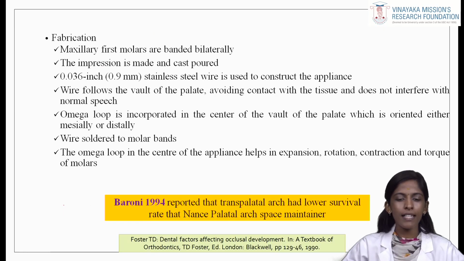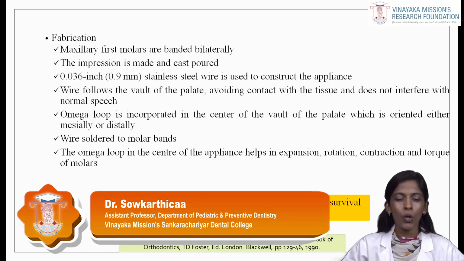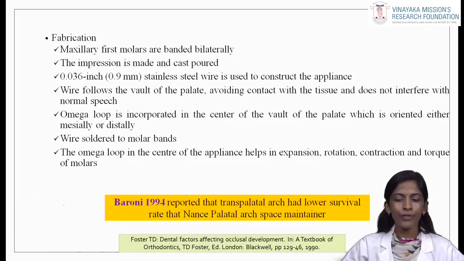Fabrication: maxillary first molars are banded bilaterally. The impression is made and cast poured. 0.036-inch stainless steel wire is used to construct the appliance. Wire follows the vault of the palate, avoiding contact with the tissue and does not interfere with normal speech. Omega loop is incorporated in the center of the vault of the palate, which is oriented either mesially or distally. Wire is soldered to molar bands, and then the omega loop in the center of the appliance helps in expansion, rotation, contraction and torque of the molars.